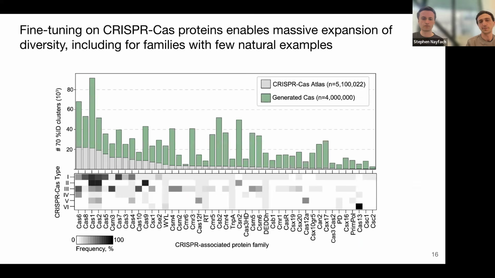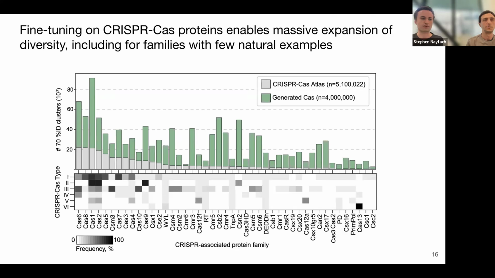Yeah, so we took the approach of taking the ProGen2 model and fine-tuning across all of the CRISPR-Cas families to start. And our goal here was really to see how much we could expand the diversity compared to what we've observed from nature. So in the bar plot on the top of the figure, we have gray bars, which reflect the number of distinct 70% identity clusters from the CRISPR-Cas atlas. So this is reducing just over 5 million CRISPR-Cas proteins down to their clusters, so we can measure the number of effectively unique sequences. And then going along the x-axis are the different CRISPR-Cas families, specifically the 45 with the most sequences that we could find.